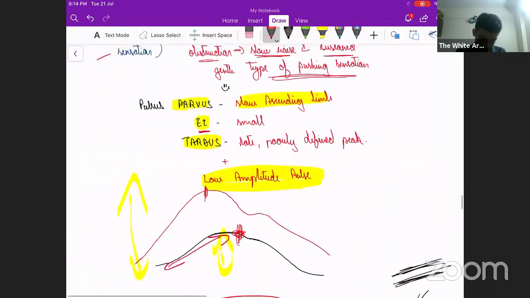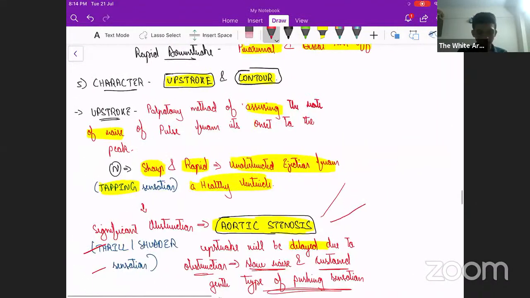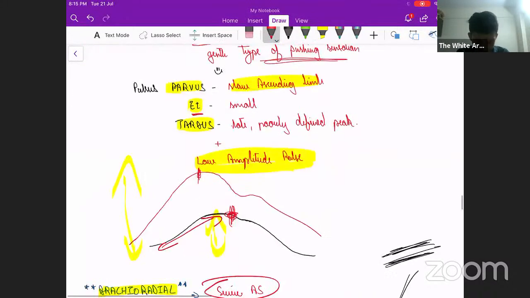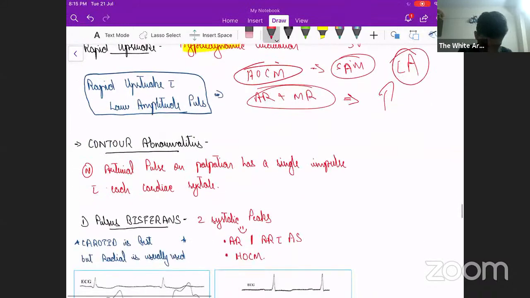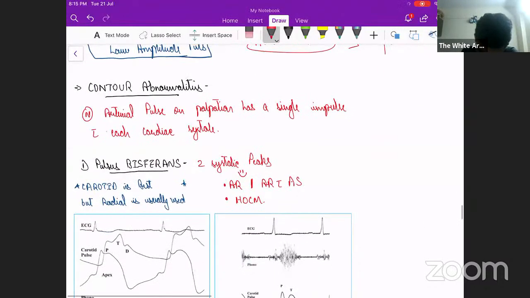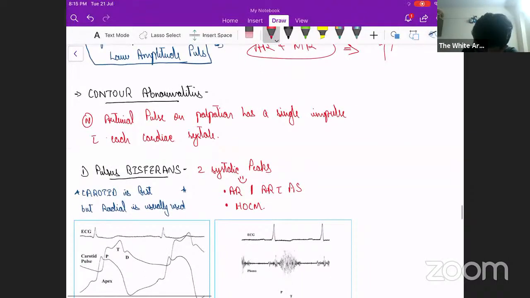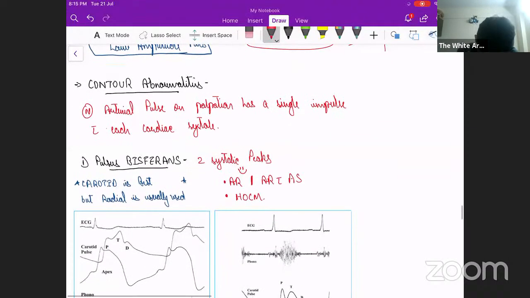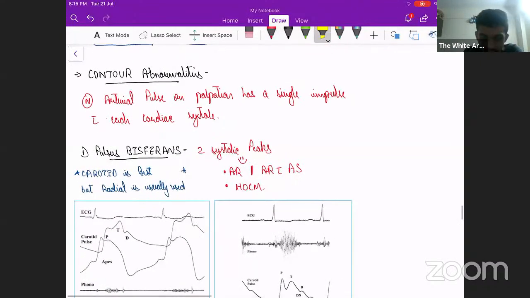Next, in case of character, we read that one is you look for upstroke. Second is you look for contour. Correct, no? So what all will you see in case of contour? Normal arterial pulse: if you want to judge an arterial pulse based on palpation, you are expected to find a single impulse with each cardiac systole.